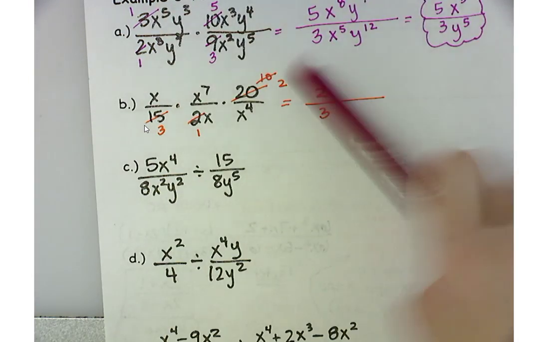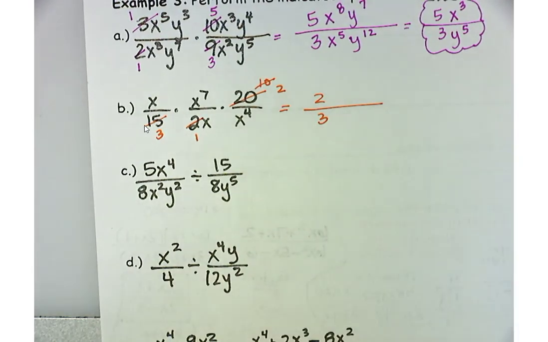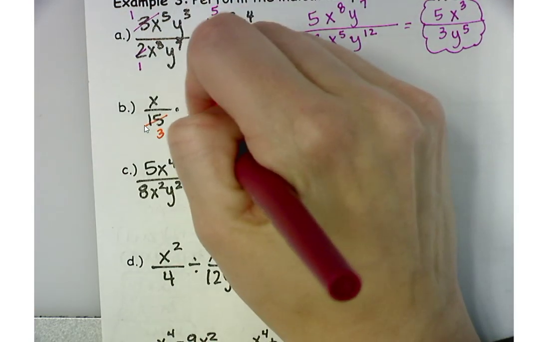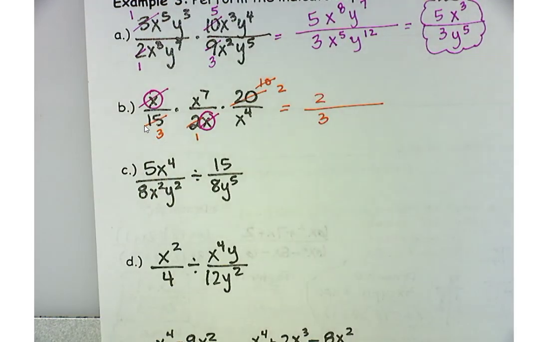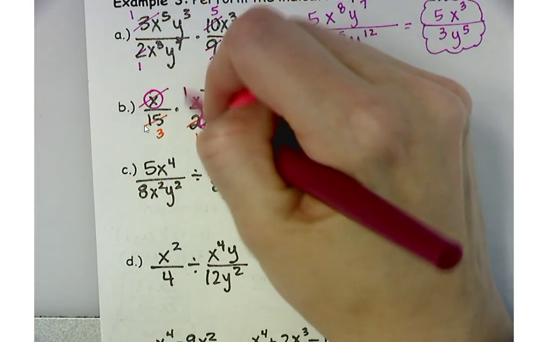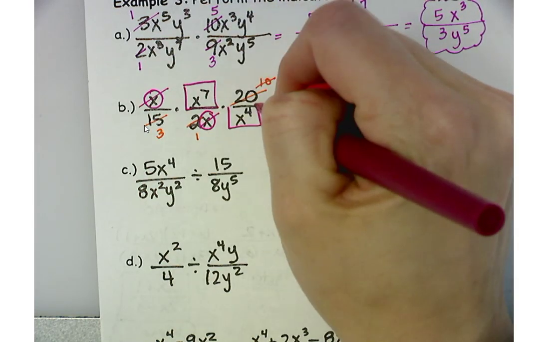So this is an x, this is an x. I might cancel those out now because x divided by x is going to be 1. And then you'd be left with x to the 7th on the top, x to the 4th on the bottom. 7 minus 4 is going to be 3. So your final answer would be 2x cubed over 3.